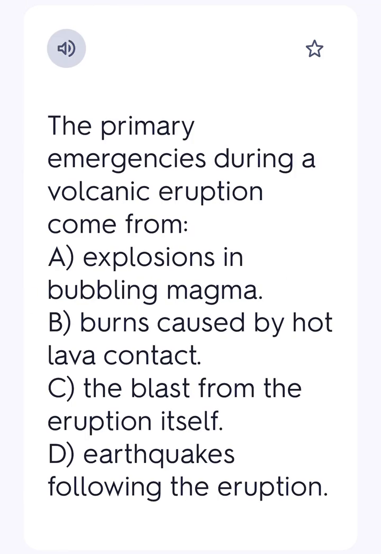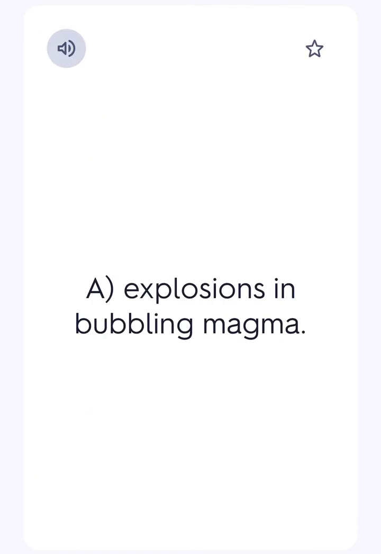The primary emergencies during a volcanic eruption come from A. Explosions in bubbling magma. B. Burns caused by hot lava contact. C. The blast from the eruption itself. D. Earthquakes following the eruption. A. Explosions in bubbling magma.